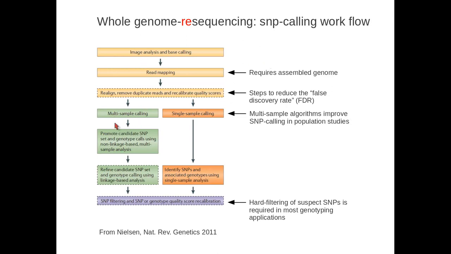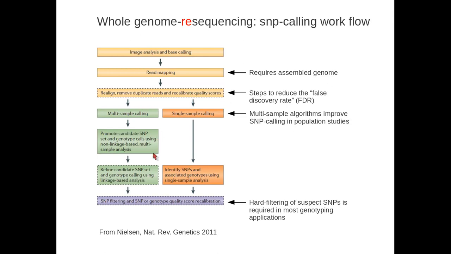However, in many resequencing applications where we have many individuals, so the 1,000 Genomes project had, I think, more than 600 deeply sequenced individuals, the idea is to call all samples together, because the presence of a SNP in one sample can influence the probability that there is a SNP in another individual at that same position. And in fact, that also helps to reduce the false discovery rate significantly.